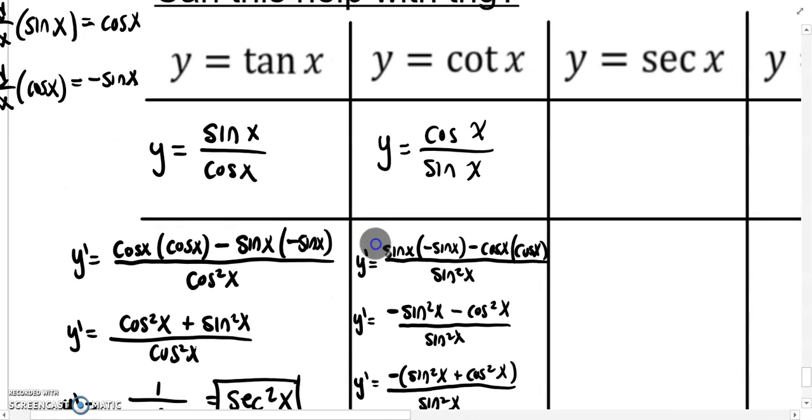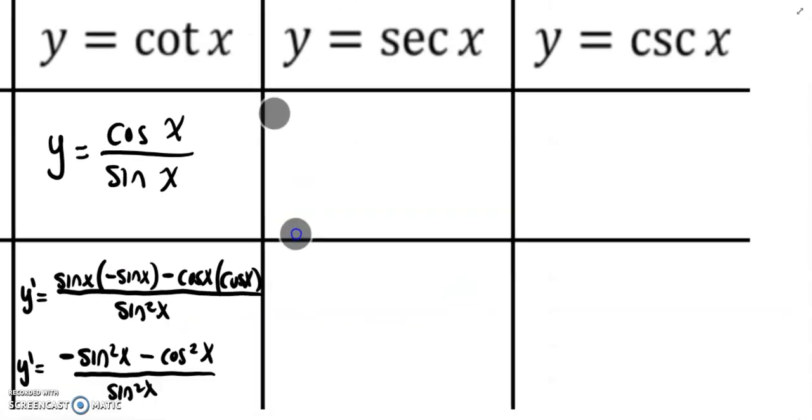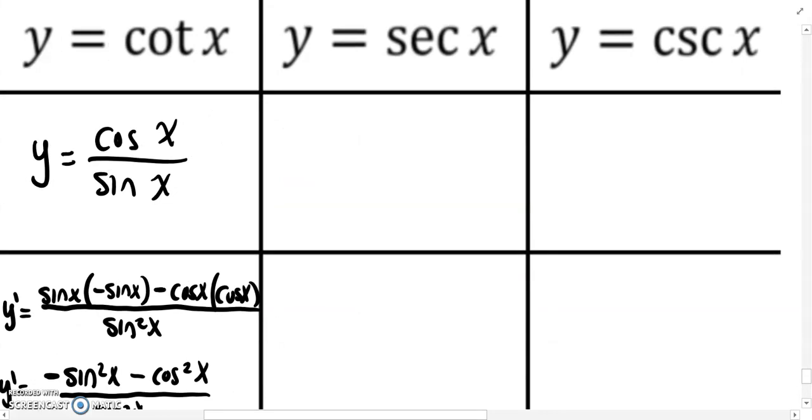So we have now 4 trig derivatives. We have 2 more to go. Let's move over and work together to find the derivative of secant. So again, change everything in terms of sine and cosine. So my recommendation is secant can be written as 1 over cosine of x.